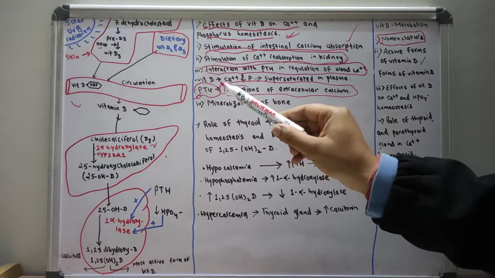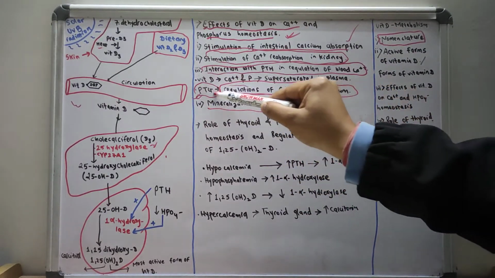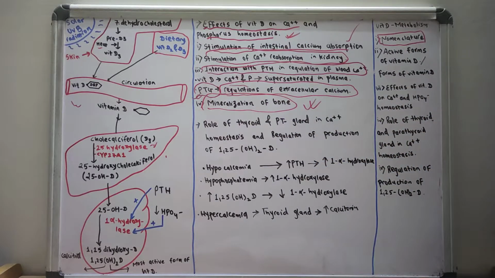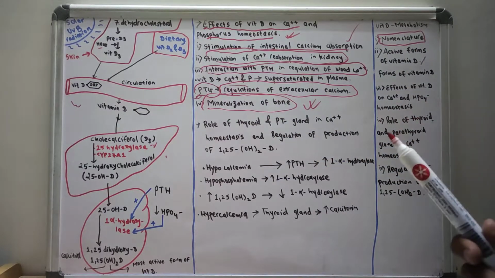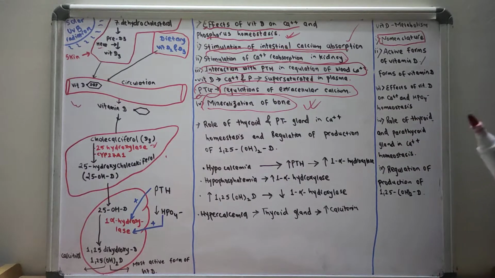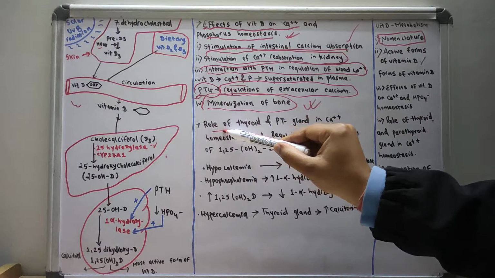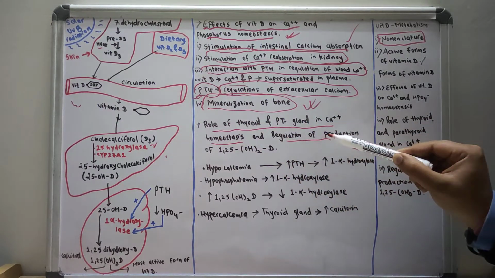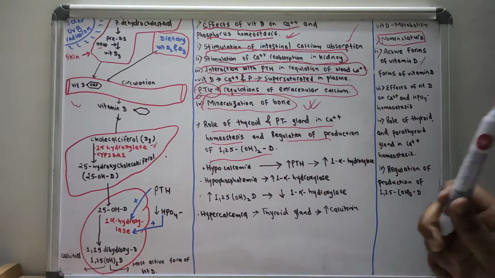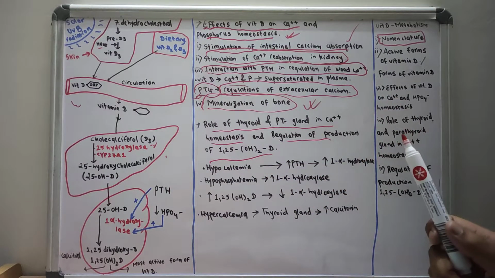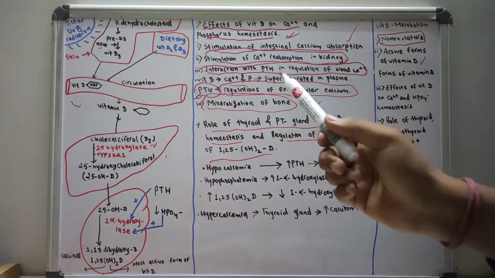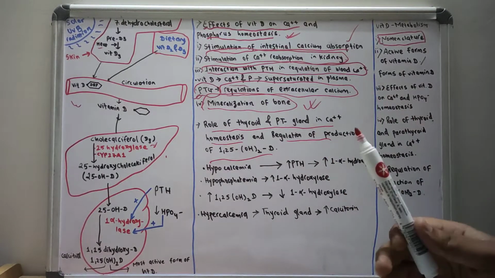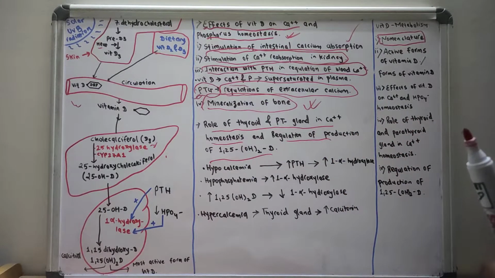And also the calcitriol helps in the mineralization of the bone. So these are the main effects of vitamin D on calcium and phosphorus homeostasis. Now let us discuss briefly the role of thyroid and parathyroid gland in calcium homeostasis and regulation of production of the 1,25 dihydroxy vitamin D or calcitriol. So now I will explain this in brief, and in the subsequent lecture I will discuss this in detail.